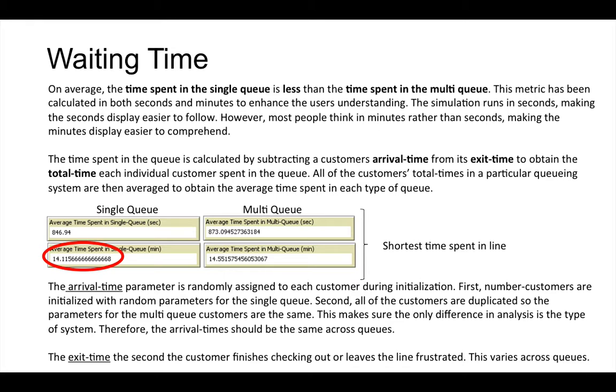Our second main output section is waiting time. On average, the time spent in the single queue is less than the time spent in the multi-queue. The time spent in the queue is calculated by subtracting a customer's arrival time from its exit time to obtain the total time of each individual customer spent in the queue. Then all of the customers' total times in a particular queuing system are averaged to obtain the average time spent in each type of queue.